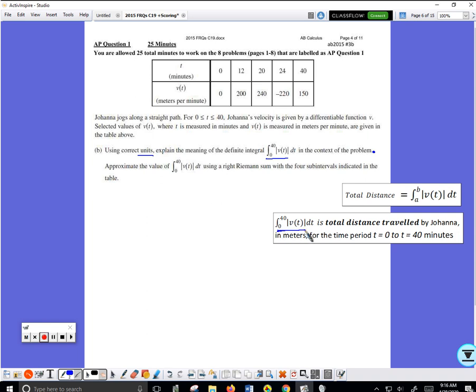is the total distance traveled by Johanna in meters. So I have to have the word meters because I'm calculating the total distance traveled. And I must also specify the time period of 0 to 40, and I have to have the word minutes. If you have all of that for your explanation, it will give you 1 point.